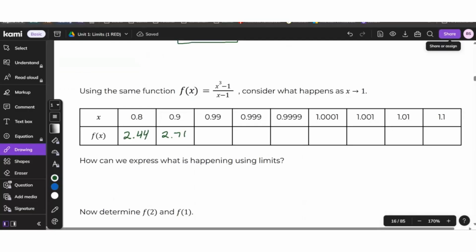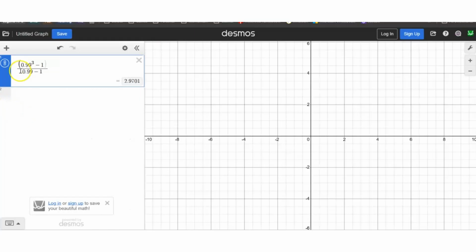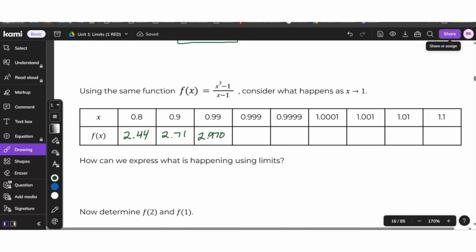2.970. Then I'm going to add another 9. 2.997. What do you think is going to happen next? 2.9997. All right, now on this one, we're going to work from the other side. We're going to start here and work this way, okay?